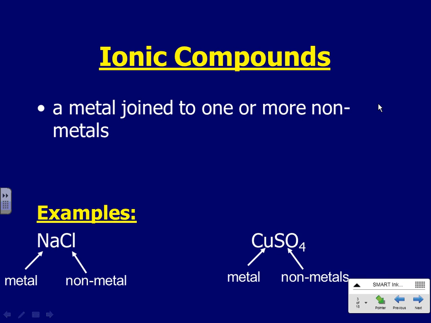Same thing with this one here. We've got a metal, a copper ion, with a sulfate ion. That's also ionic. The metal and then the polyatomic ion stuck to it. Okay? Now, I'm going to explain to you today all the information you need to know about ionic bonding. And I'm going to be able to do it in one day. It takes one day to explain ionic bonding. It's the simplest type of bonding.